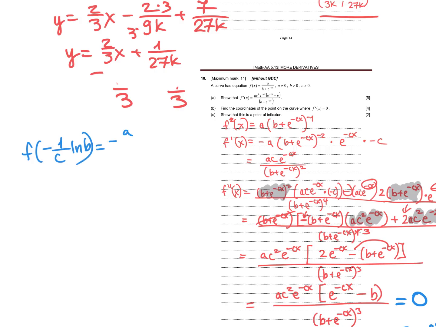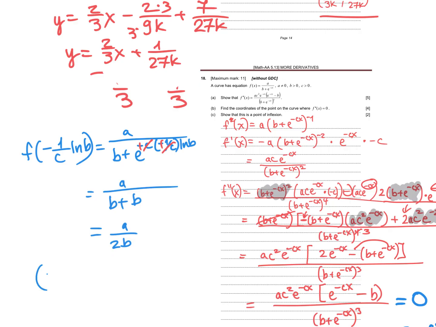So a over b plus e to the negative cx, which is negative 1 over c natural log b, those cancel, and plus, and e to the natural log b is just b. So it should be a over 2b. So that's the coordinates, negative 1 over c, natural log b, a over 2b.